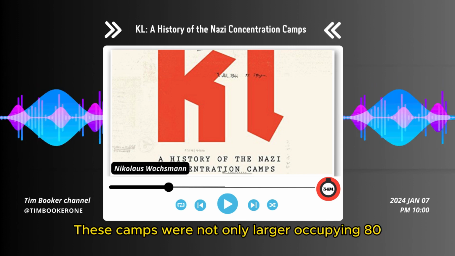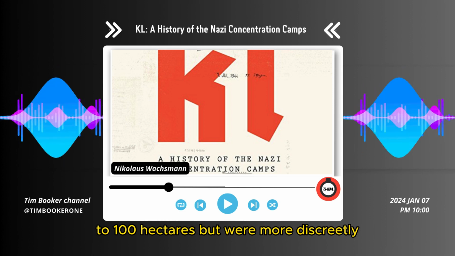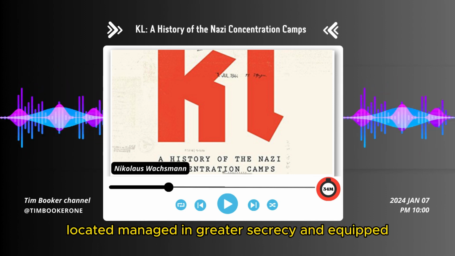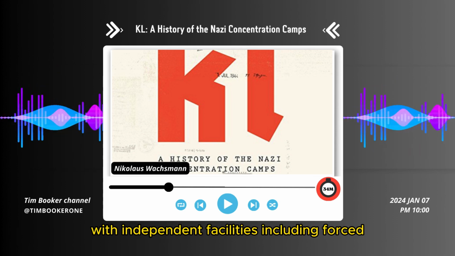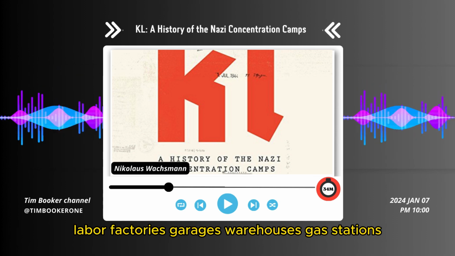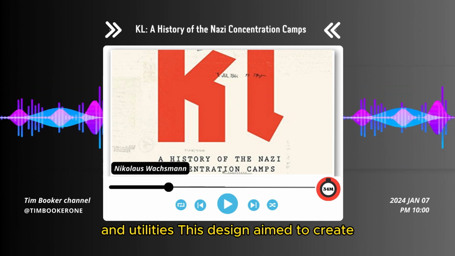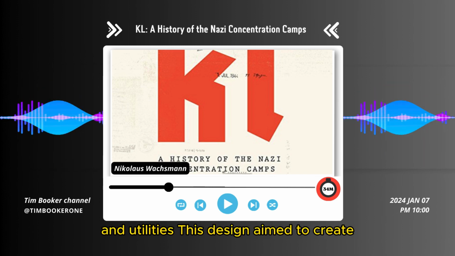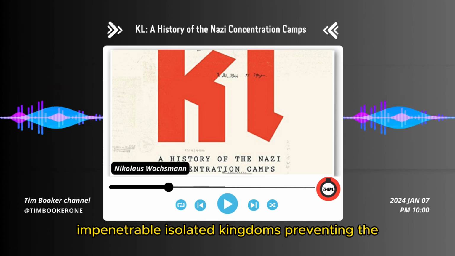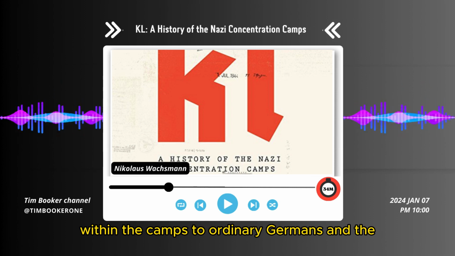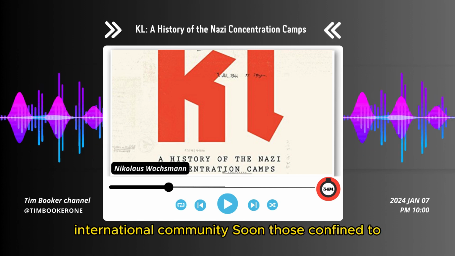These camps were not only larger, occupying 80 to 100 hectares, but were more discreetly located, managed in greater secrecy, and equipped with independent facilities, including forced labor factories, garages, warehouses, gas stations, and utilities. This design aimed to create impenetrable isolated kingdoms, preventing the spread of information about abuse and killings within the camps to ordinary Germans and the international community.